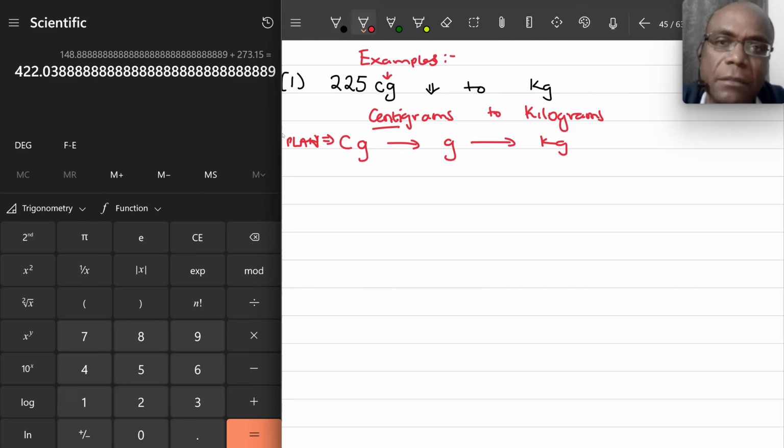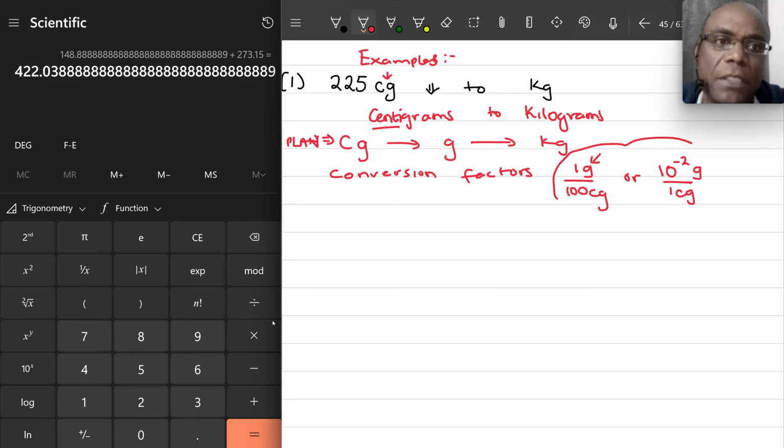Now, centi means what? Centi is a factor of 1/100, and we can write our needed conversion factors that will help us in this problem. You can say that 1 gram is equivalent to 100 centigrams. I'm going to the gram, which is why I'm putting the gram as the numerator, not the other way around. Someone else can say 10 to the power minus 2 grams is 1 centigram. Whichever one of these two you use in your calculation, you're fine.